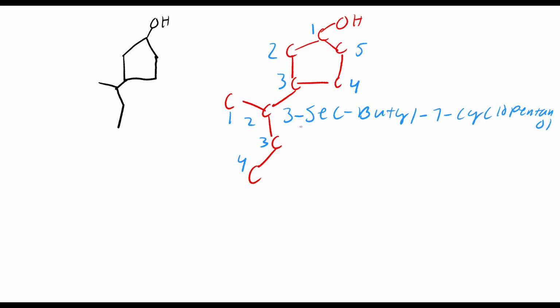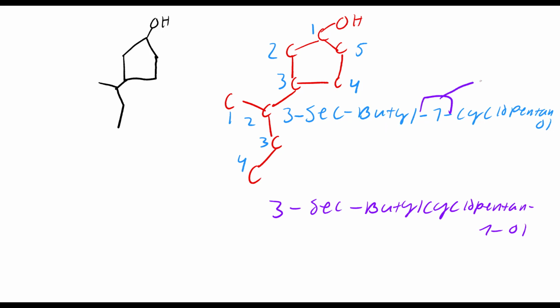Okay, another way that you can write this is you can say 3-sec-butyl, and we're going to squash these words together. Pentan-1-ol, right? So I ran out of room, sorry. So again, we just took this 1 and squashed it between the n and the ol. So pentan-1-ol. That's another proper way to say it.